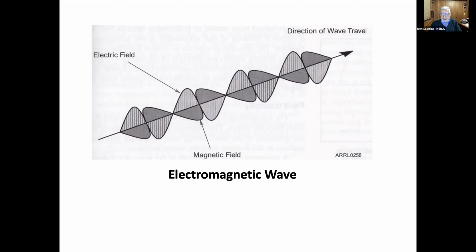And notice that they are locked together. That's one of the miracles of electromagnetic waves. They are totally locked together. The peaks of the electric field and the peaks of the magnetic field occur at the same time.